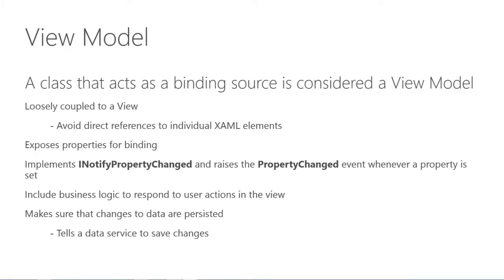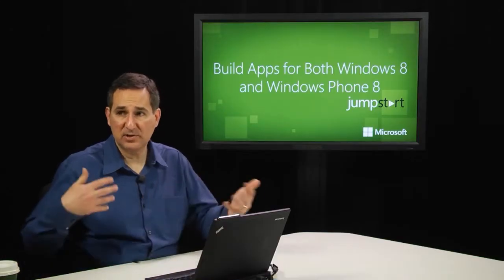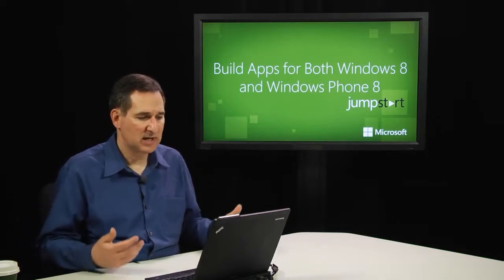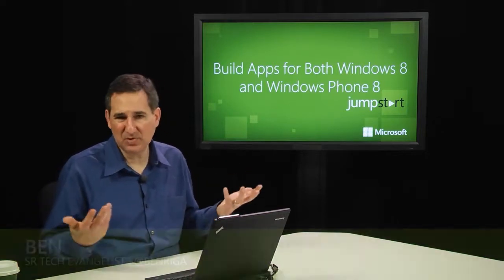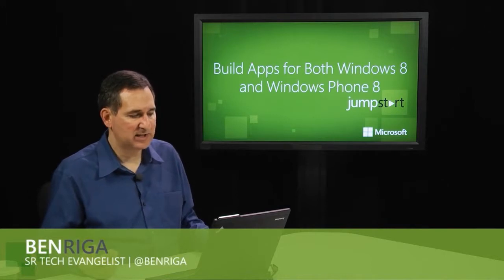A view model is a class that acts as a binding source, and this is loosely coupled to a view. Typically, you do have a one-to-one between a view and a view model. It's not required. You may often have a view that has multiple view models. For instance, if you had a view that had an order and the order details, those might be two different view models. But typically, most views will have one view model attached to it.